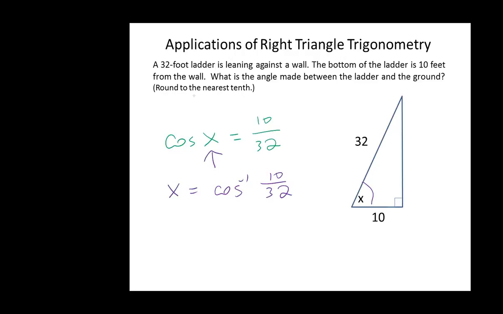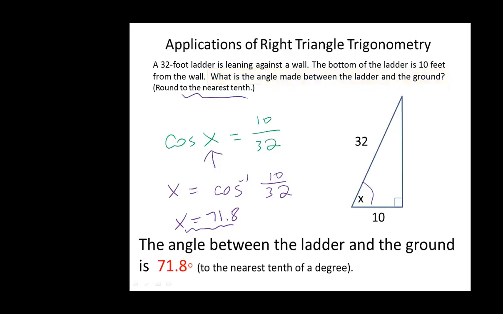And you need to work that out, rounding to the nearest tenth, and you should be getting 71.8. Now that's not the answer, because this is a word problem and you want to answer with a sentence including the units. So in this case we have the angle between the ladder and the ground is 71.8 degrees.